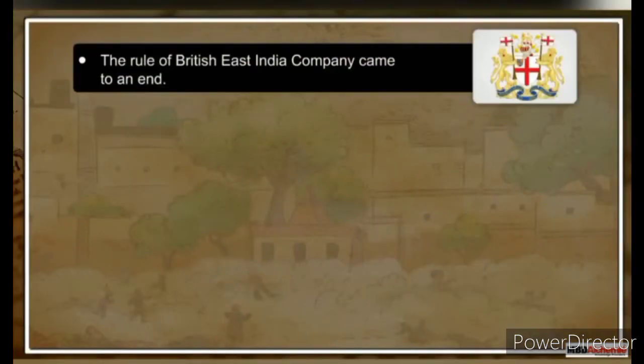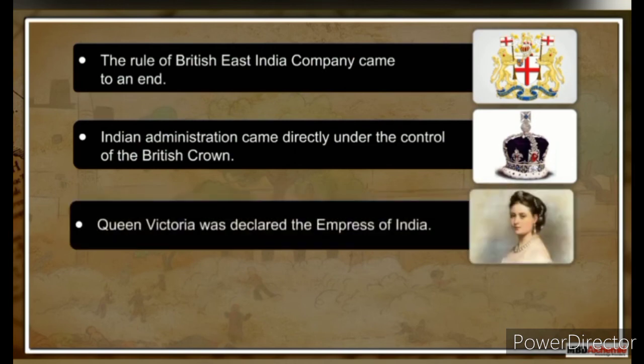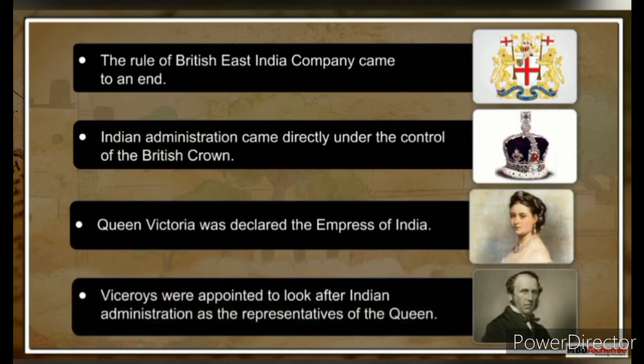The rule of the British East India Company came to an end. Indian administration came directly under the control of the British Crown. Queen Victoria was declared the Empress of India. Viceroys were appointed to look after Indian administration as the representatives of the Queen.